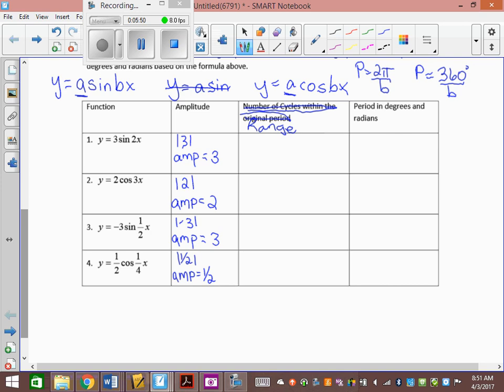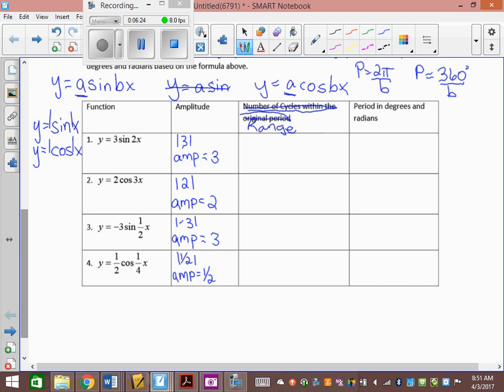The b value is the value between cos or sine and the x. So in this case, the b value is 2. But for the original graph, like y equals sine x or y equals cos x, what's my b value? 1. So when I divide those by 1, what am I left with? 2 pi or 360, which is true. What's my amplitude of cos and sine? It was 1, because it's a distance of 2, from negative 1 to 1, divided by 2 is 1, right? Both of these are 1s.